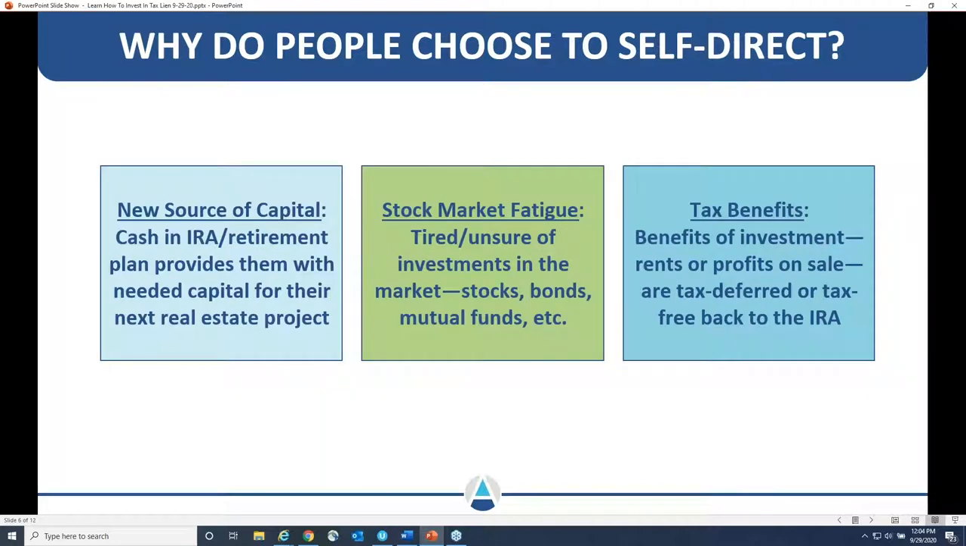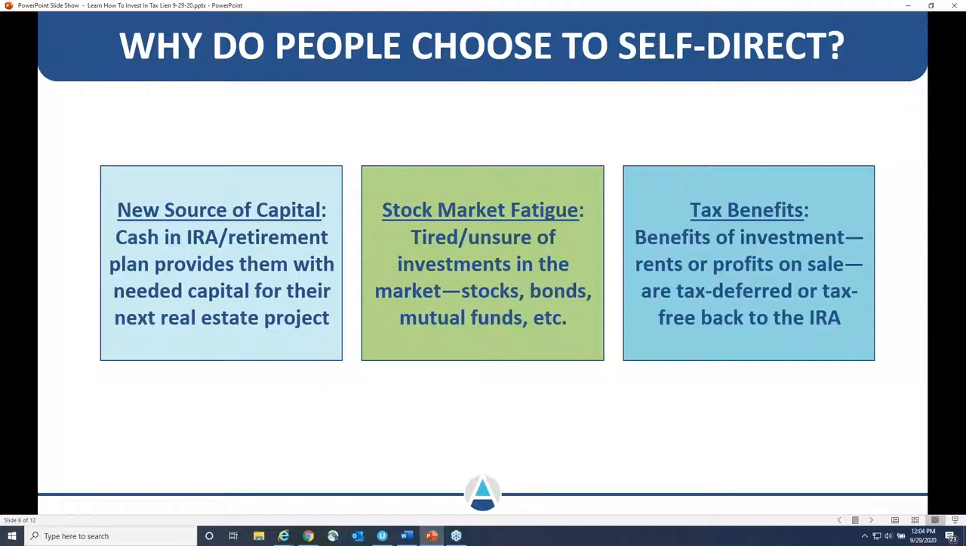So why do people choose to self-direct? You may look to self-direct for any number or combination of reasons. If you don't want to take out a personal loan or tap into your personal savings, and if you have money that's just sitting idle in an old 401k or an existing IRA and you feel like you can get better returns, you can absolutely look to move those funds into a self-directed account so you can take better advantage of that.